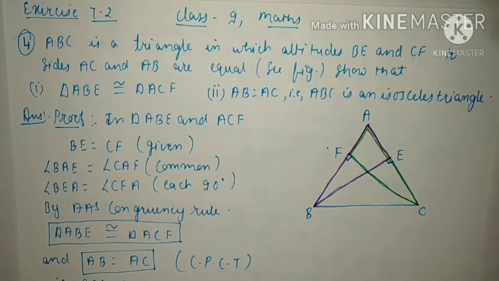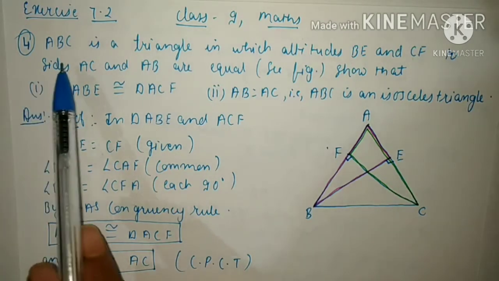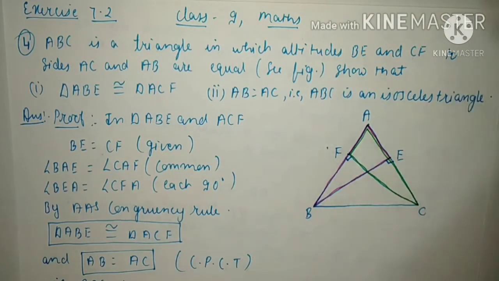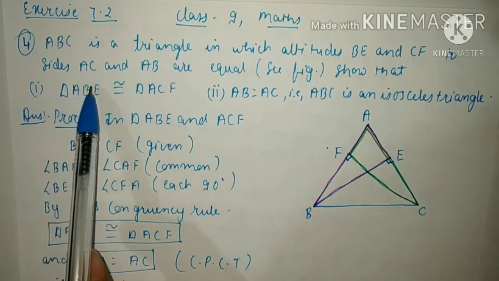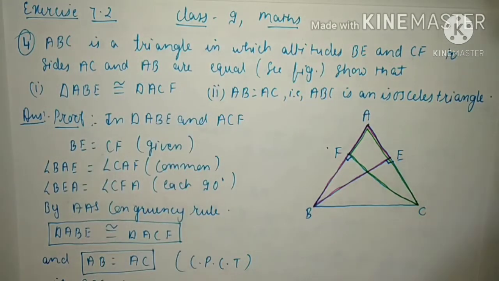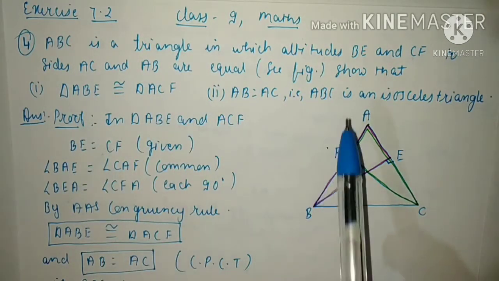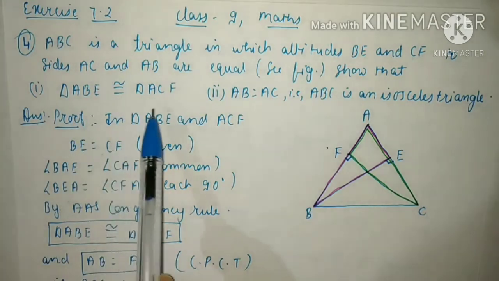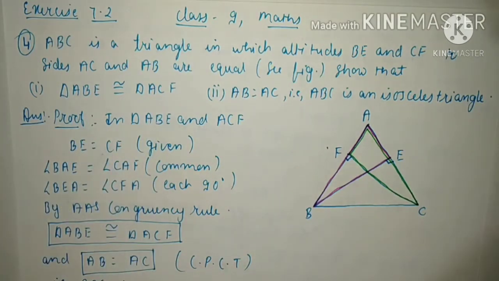So today we will start the fourth question of our exercise 7.2. Now see the fourth question. ABC is a triangle in which altitudes BE and CF, two sides AC and AB are equal. Show that triangle ABE is congruent to triangle ACF.